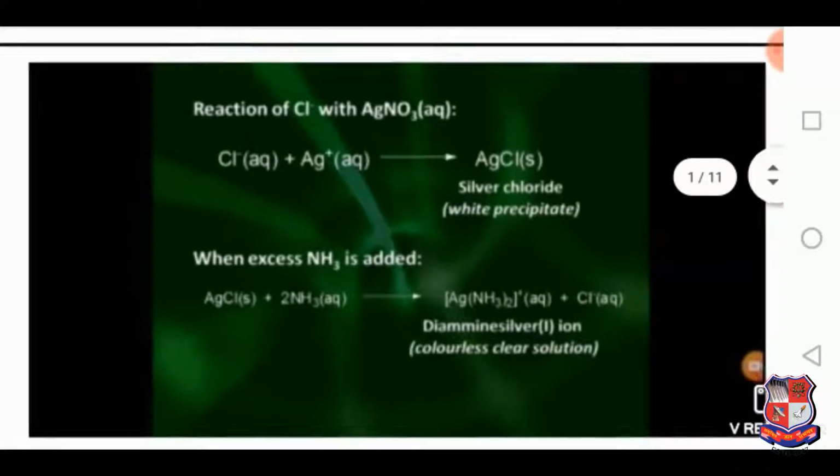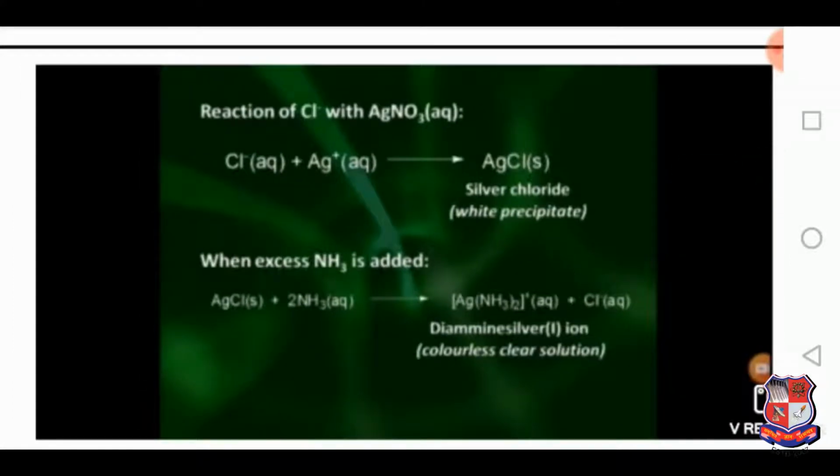So this is a reaction of chloride with AgNO3, and when excess amount of ammonia is added, the diamminesilver(I) ion is formed, which is a colorless clear solution.